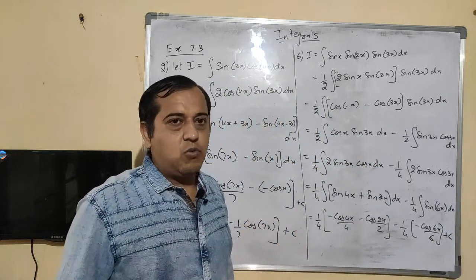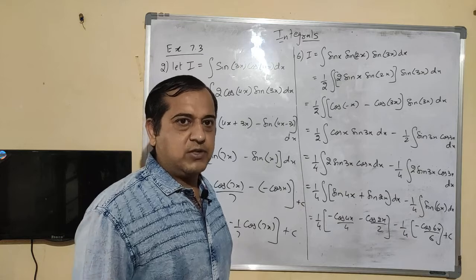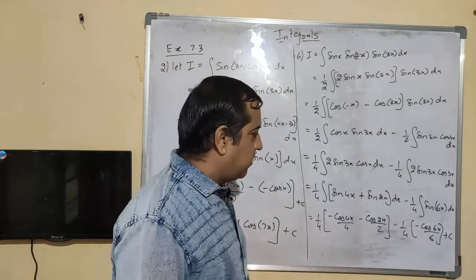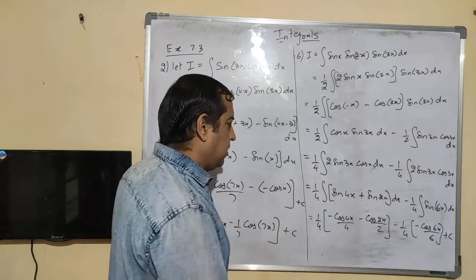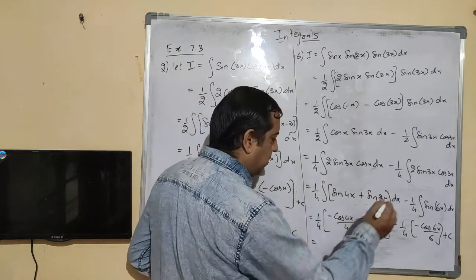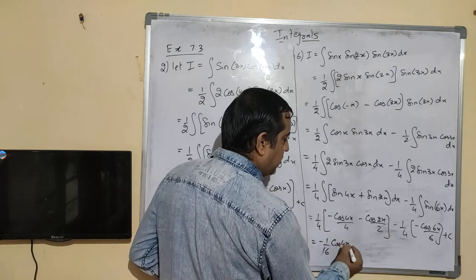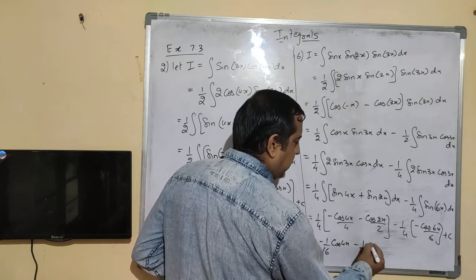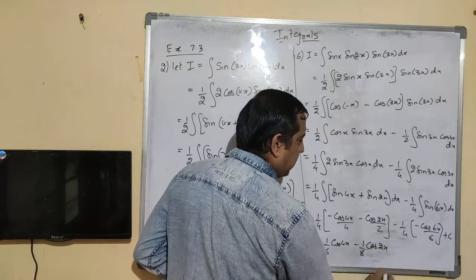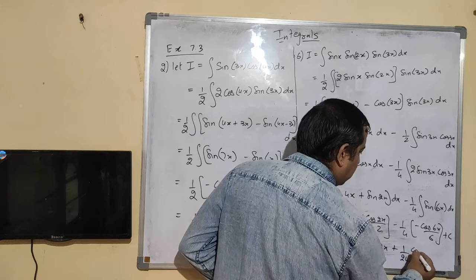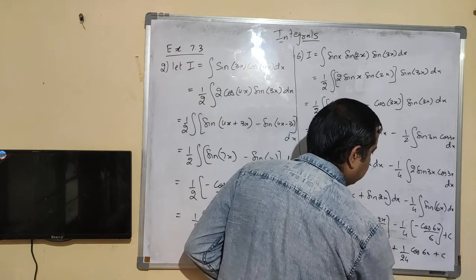Rest what you have to do, you have to just rearrange the terms. If you want you can take the minus sign common. And if you want you can take 4 common, else separate all the terms. First term will be minus 1/16 cos 4x, next will be minus 1/8 cos 2x, and next will be minus into minus plus 1/24 cos 6x plus c.